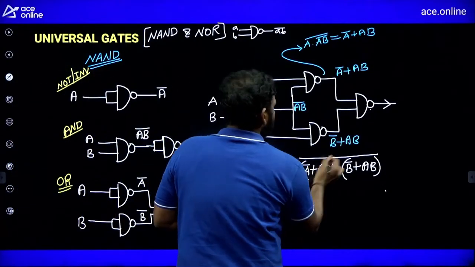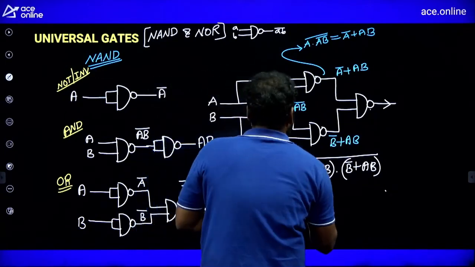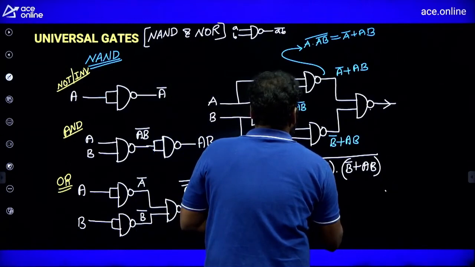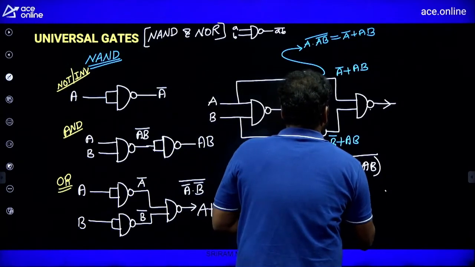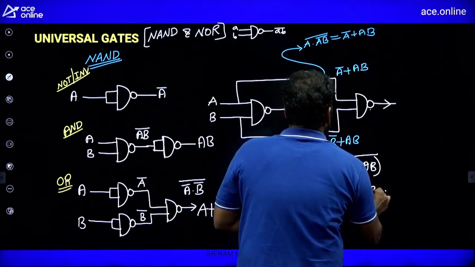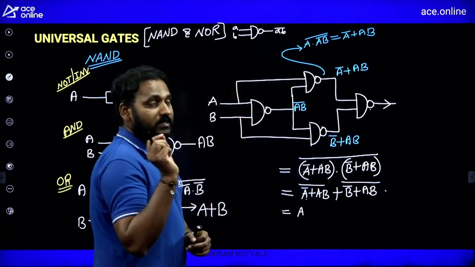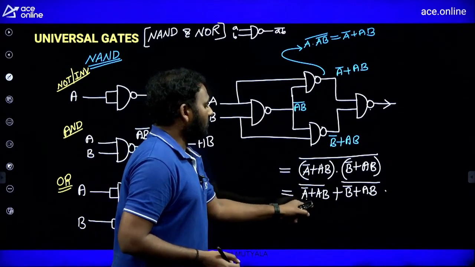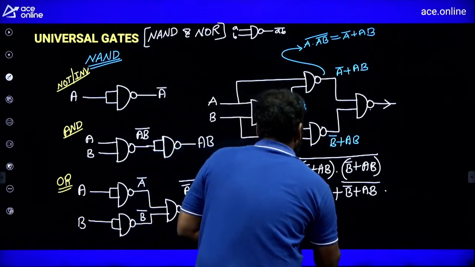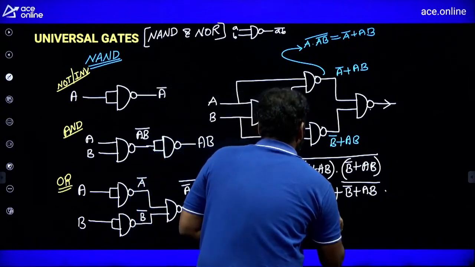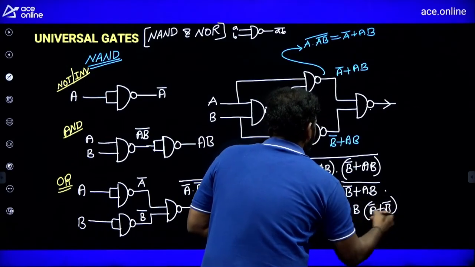First you apply De Morgan's on this line. This time you need to apply De Morgan's 2 times separately, okay. A bar plus AB whole bar plus B bar plus AB whole bar. Now I can't write De Morgan's again, I am taking a direct step. A double bar dot AB bar. AB bar means what? A bar plus B bar. That I am going to write directly. Similarly plus B dot A bar plus B bar.